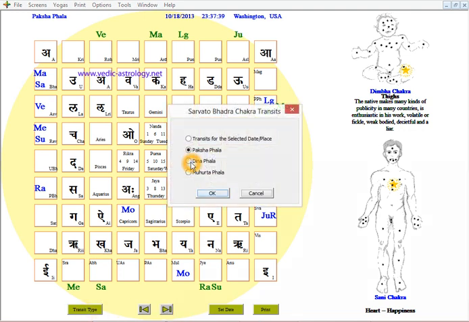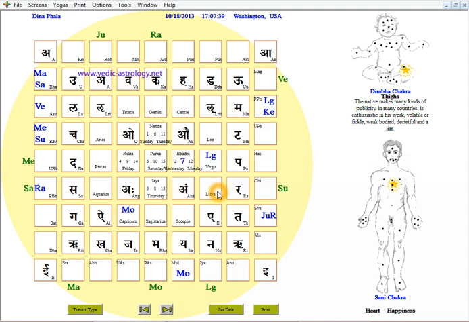You also can do what's called a Dina Phala, where Dina means day, which means you can see the effects every day. You can see the date changing up here, and you can say, oh, what's going to happen to me today? And read this chart. So it's a great little transit tool to be used.